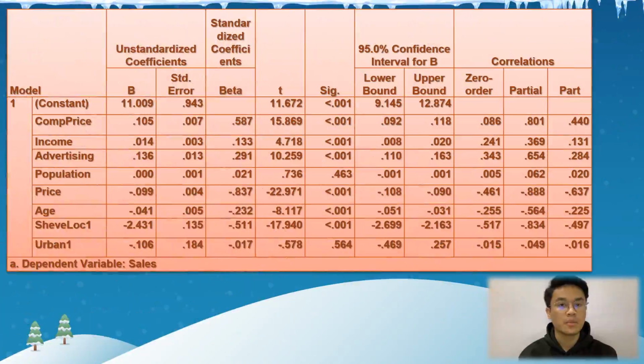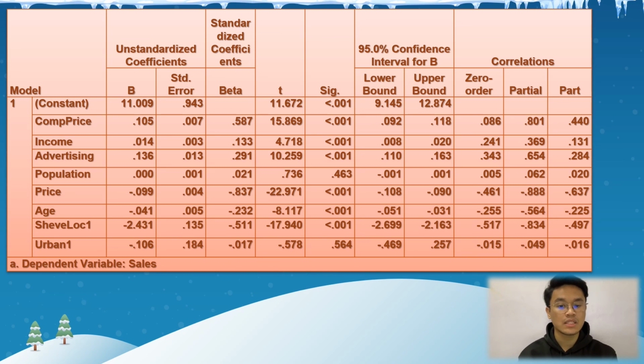For the coefficient table, the dependent variable is sale, so the equation should be sales equal to 11.009 plus competitor price 0.105 plus income 0.014 plus advertising 0.136 plus population 0.000 minus price 0.099 minus age 0.041 minus shelf log 2.431 and minus urban 0.106.